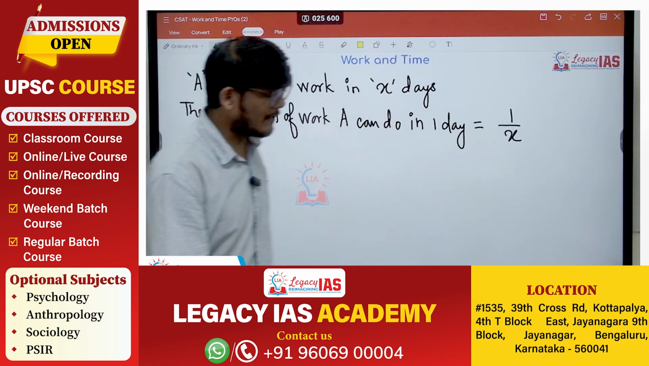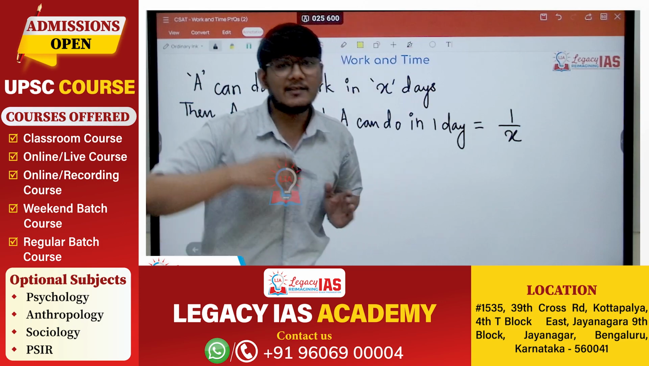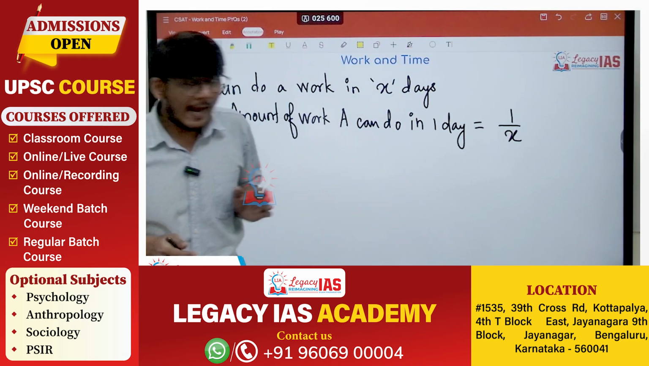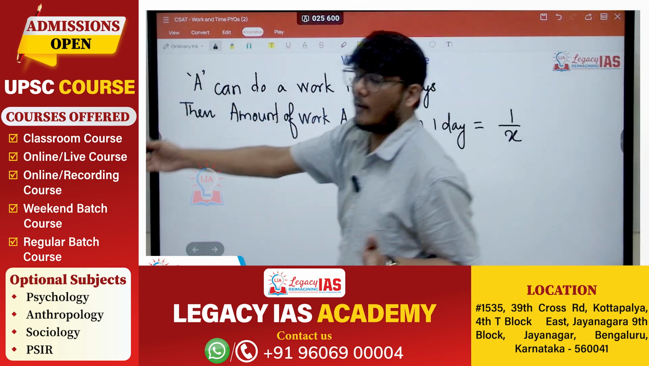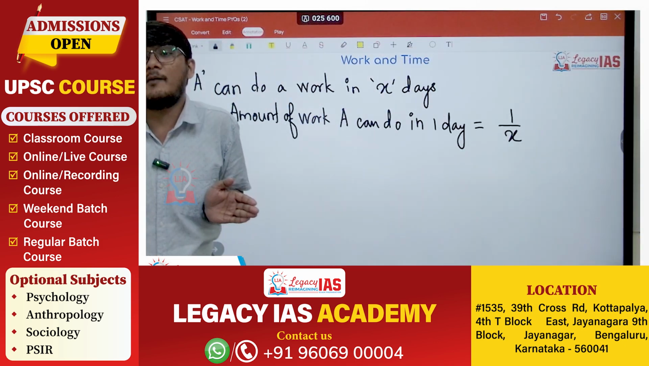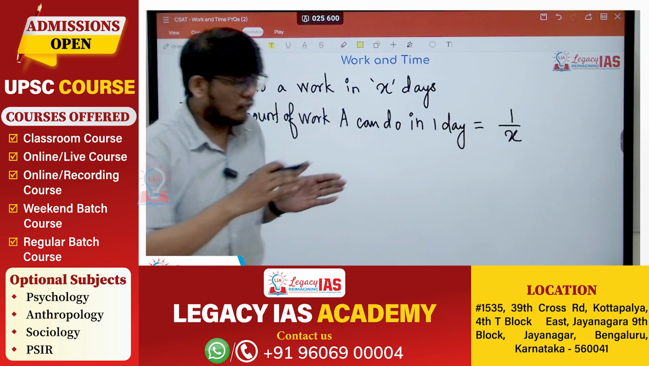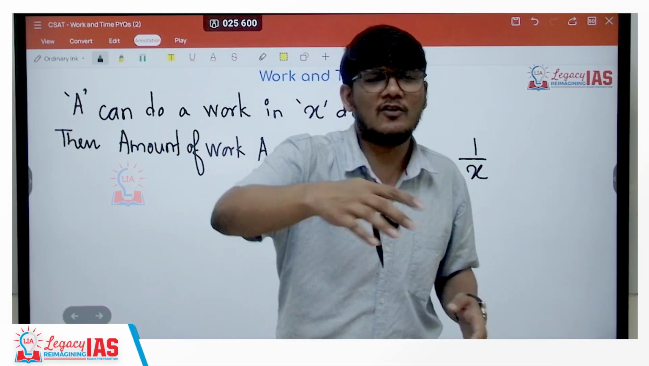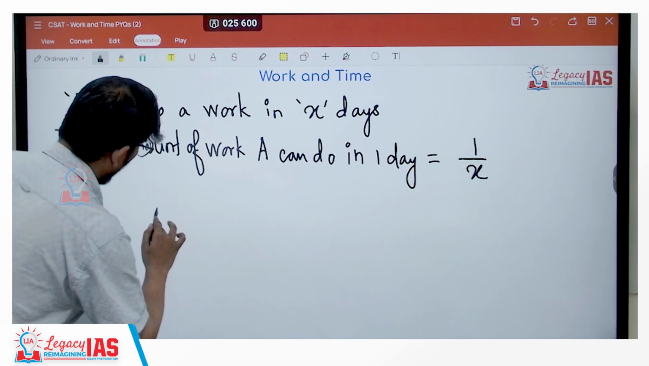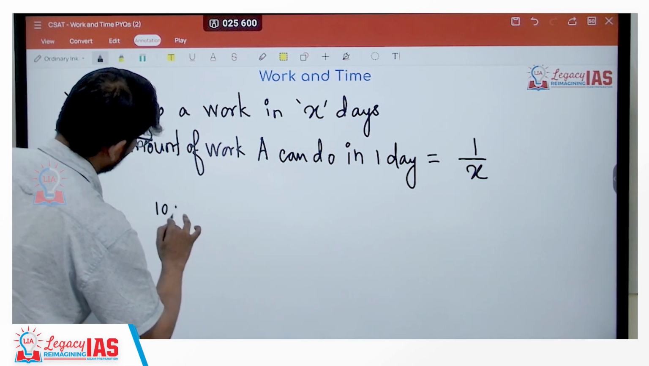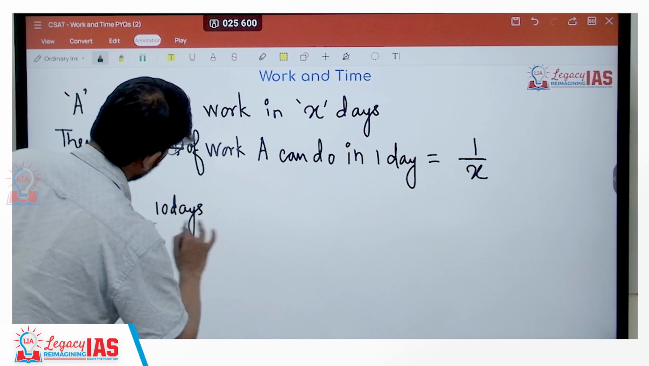So if I am, let's say, doing a job in 30 days and the efficiency is not changing, please understand that every day I am doing the same amount of work. So, not taking 30, let's take 10 for easier calculation. If I do a job in 10 days, that means what?